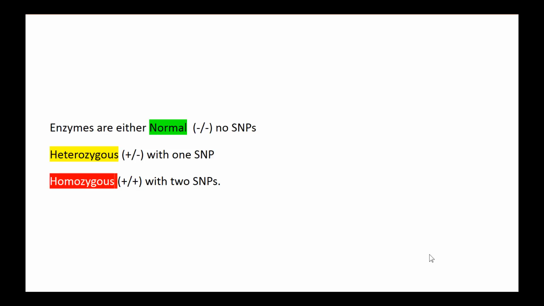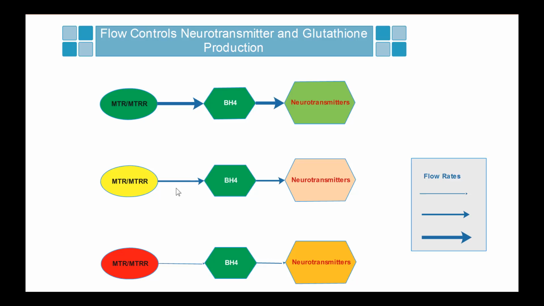Enzymes are either normal configuration with no SNPs, heterozygous with one SNP, like say MTHFR 677 heterozygous, or it could be homozygous with two SNPs, which would be called say MTHFR then the location number like 1298 homozygous. These two are normally seen together, but they would just use the MTR.